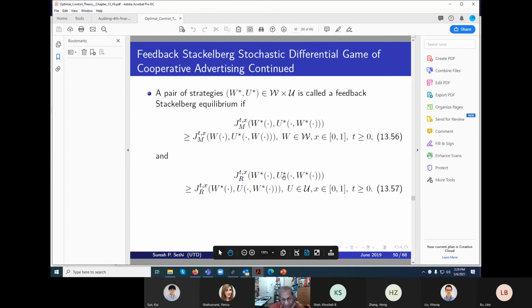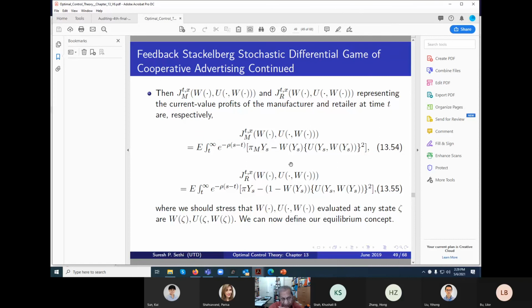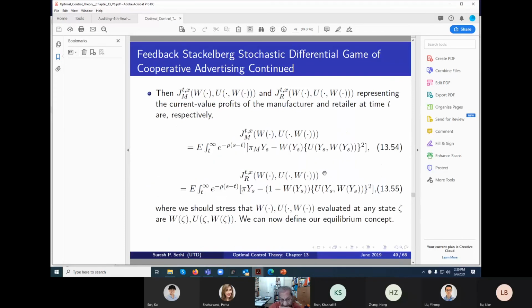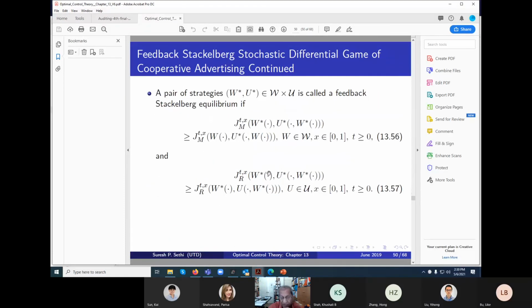Notice follower is not changing his advertising expenditure. He's not changing his action. He's changing his response through which he's going to change his action. That's very important because if I put U to be similar to W, that means if I had a U which was not a function of W, just a function of X, just like W, then this definition reduces to Nash equilibrium.